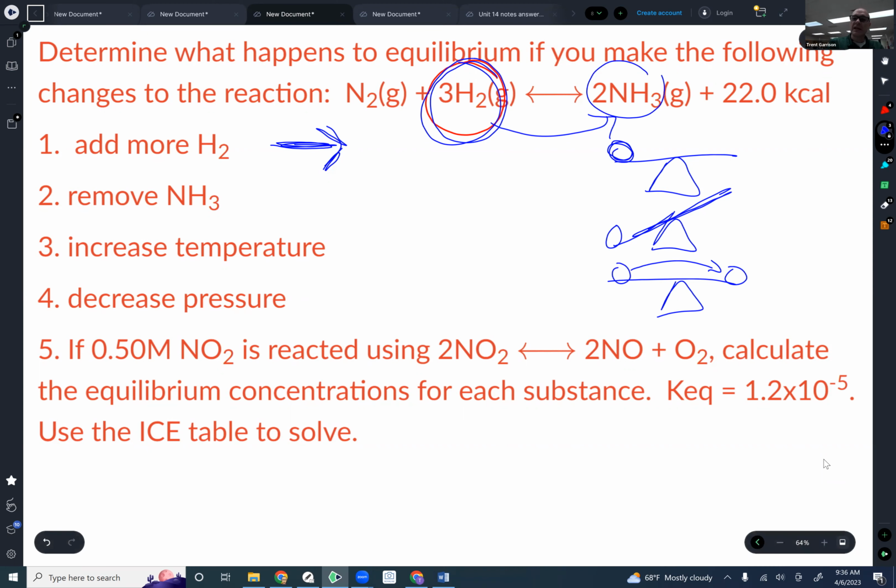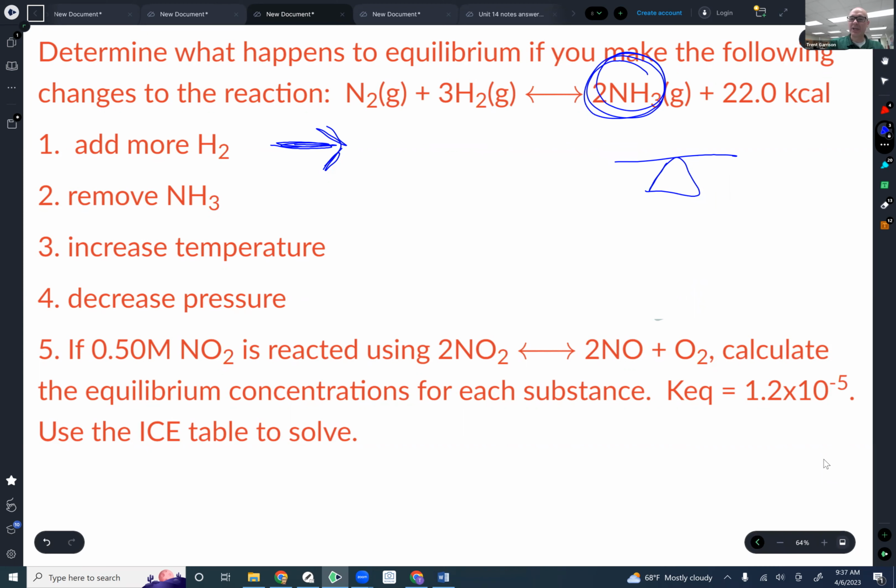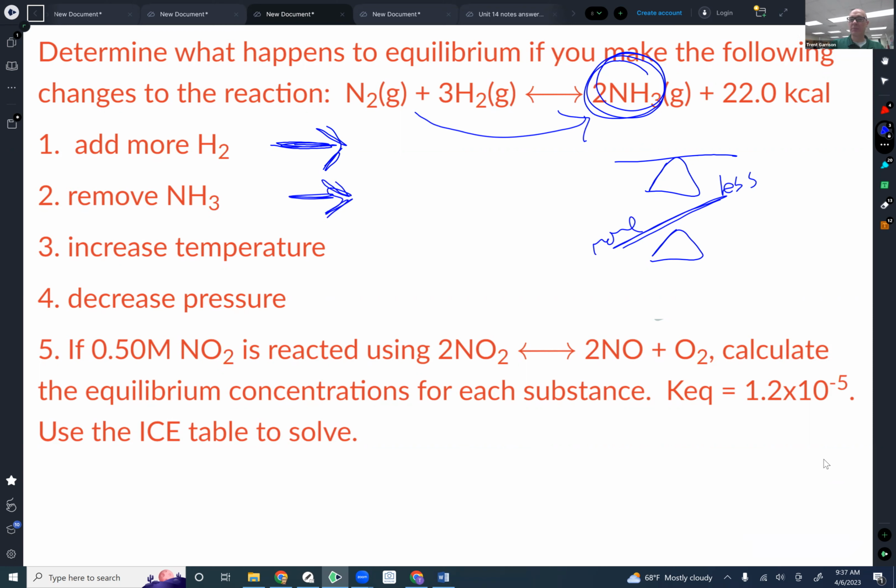Now, what happens if I do the opposite? What if I remove some material? Well, now in this balanced scenario, we actually have the same scenario. Instead of having extra, we have a scenario where we have less over here and more over here. So nature is going to try and fill that hole. So again, it's going to shift to the right to try and get itself balanced, because right now there's fewer of the NH3, so it needs to make more, so it's going to shift to the right.